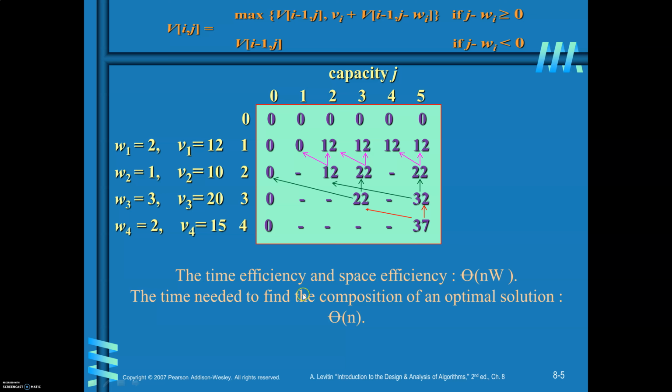Here, the time complexity is again in theta of nW. That is, the number of computations is still less than n into W, and the memory required is n into W only. But in order to find the composition, that is which items are being included into the sack, you are required to do n computations. So obviously the time needed to find the composition of an optimal solution is theta of n only.